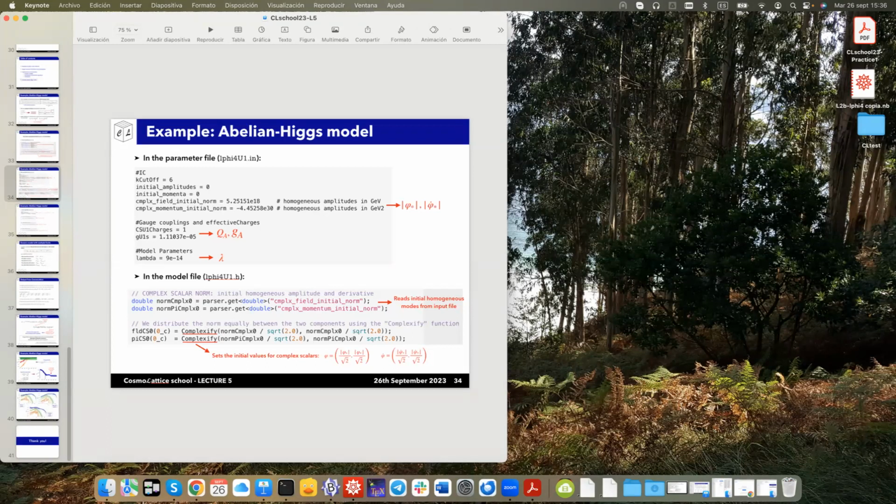I think there is another question. Yes, from Anna? Yeah, please go ahead. Hello, can you hear me? Yes. So far we have considered scalars and gauge fields, and how about fermions? Is it possible to investigate fermionic reheating using CosmoLattice?